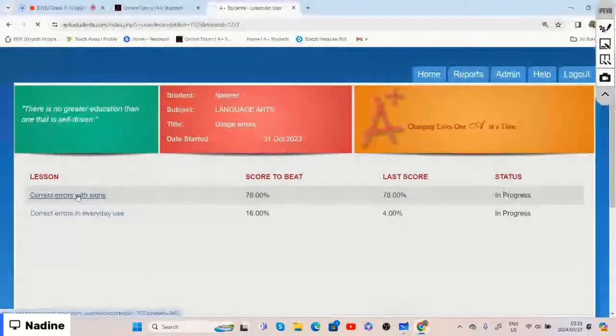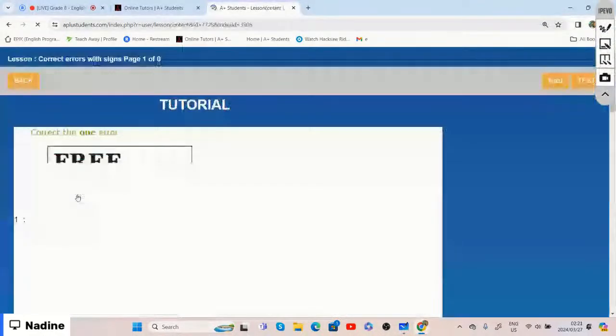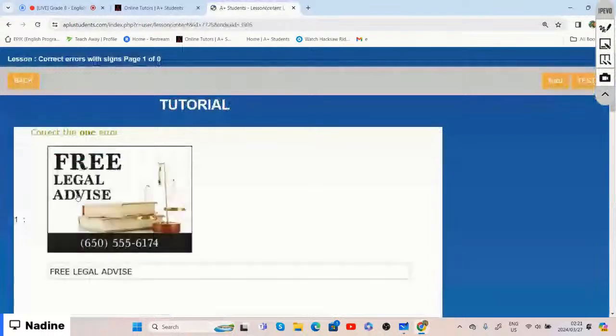So now we're going to correct errors with signs. We're going to look at the signs and correct the errors with these specific signs. And remember, usage errors are those words, like I said, when you use there or their, accept and except. We need to be able to use the correct word at the correct time, in the correct context.